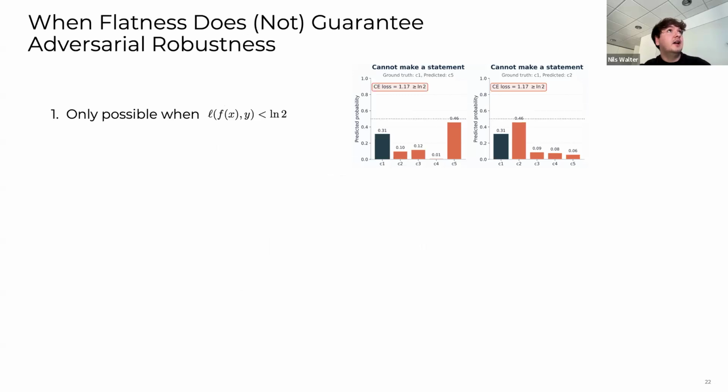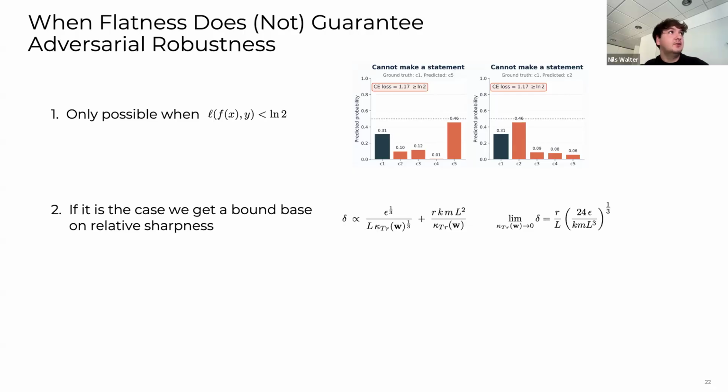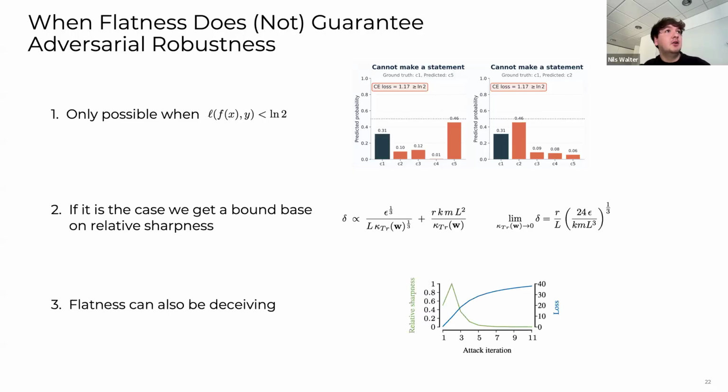To answer the initial question, when can we use flatness or sharpness to guarantee adversarial robustness? We cannot do it as soon as the loss exceeds ln 2. Even where we can, it is small and very limited, and mostly dominated by the local Lipschitz constant. And if we go beyond that, it's unfortunately almost deceiving to measure flatness and make statements about global properties.